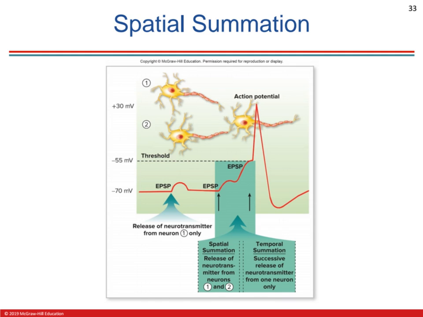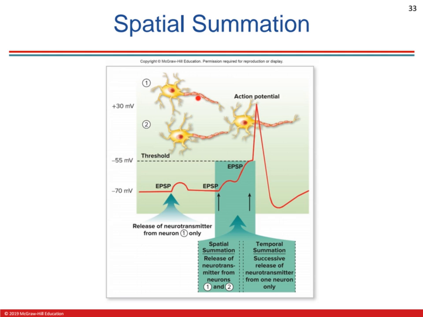This is an illustration from your book showing this point. So, for example, we have a neuron here, postsynaptic neuron. It receives input from neuron number 2, for example, and neuron number 1 here. Now, if you just stimulate one of these neurons, you might get an EPSP, but it's below spike threshold, which is negative 55 millivolts.